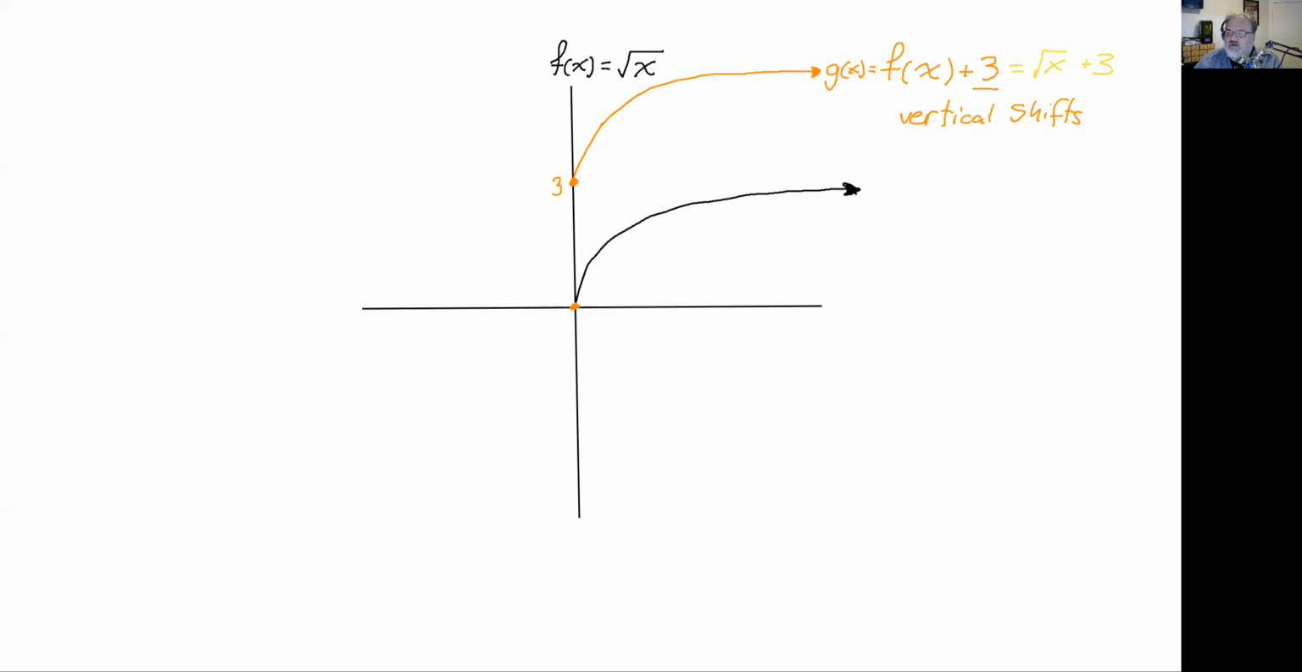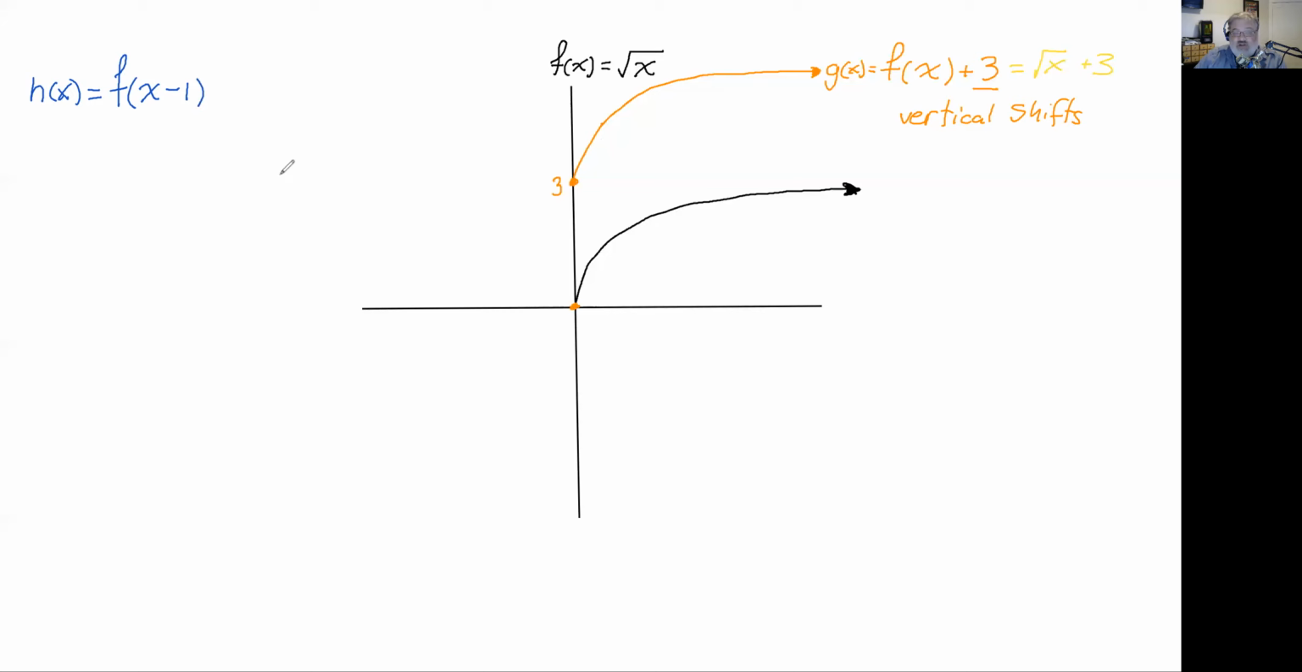Similarly, if we build another new function, I call it h of x, and let that h of x be this function, so f of x, again referring to this square root function, but this time I want to put f of x minus 1.